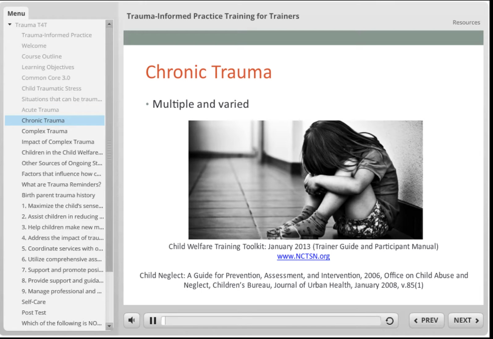Chronic trauma refers to the experience of multiple traumatic events. One prevalent form of chronic trauma is child neglect, defined as the failure to provide for a child's basic physical, medical, educational, and emotional needs. Neglect can have serious and lifelong consequences, particularly for very young children who are completely dependent on caregivers to meet their needs. Experiencing neglect can feel acutely threatening.